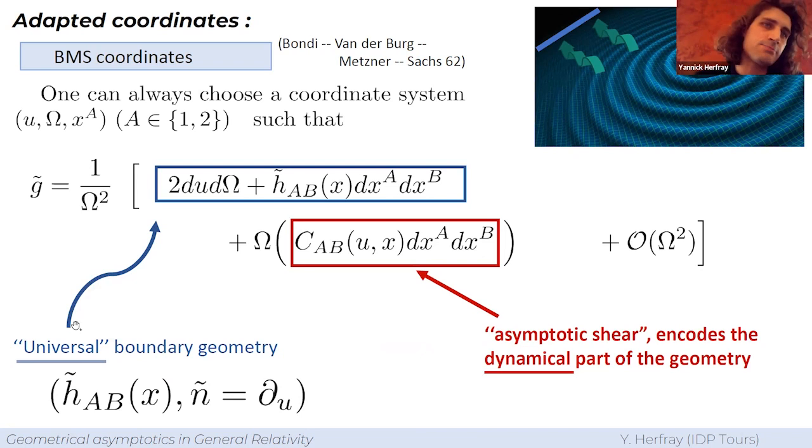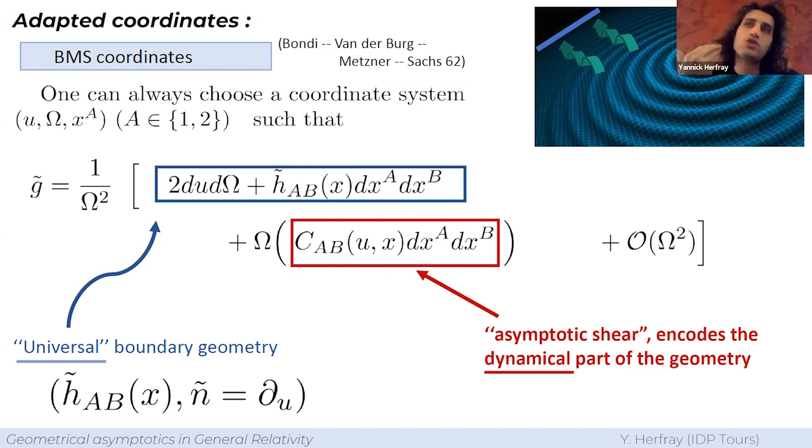Ashtekar called this the universal boundary geometry, in the sense that it is not dynamical. It is fixed by your boundary condition. This is some geometry which is always there and fixed at the infinite boundary. Now, at first order, there is some term here which is C, and it's a free parameter. This object is not constrained by Einstein's equation. At sublinear orders you would impose Einstein's field equation and the field would be constrained, but this one is completely free.